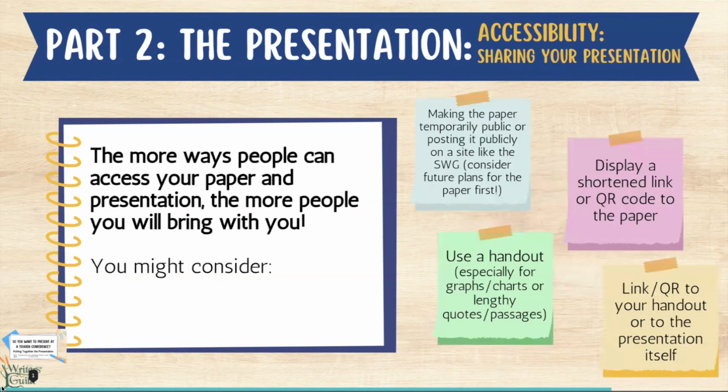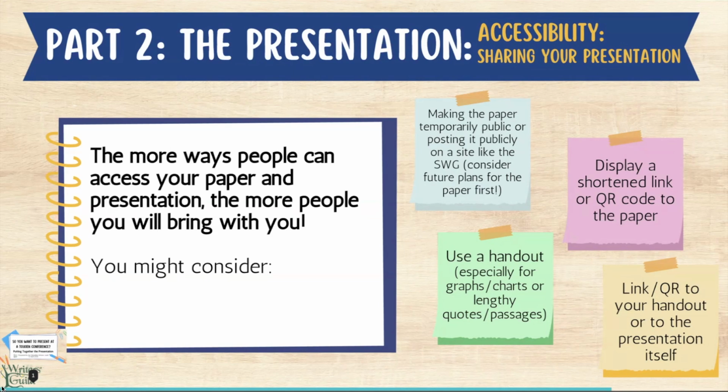So some ways that people can access your paper: you can make it temporarily public on something like Google Drive or Dropbox, and then when your presentation's over, you can remove those permissions. You can publish it on something like the SWG, or another website that allows it, Meta, Tumblr, wherever you want to put it, AO3.